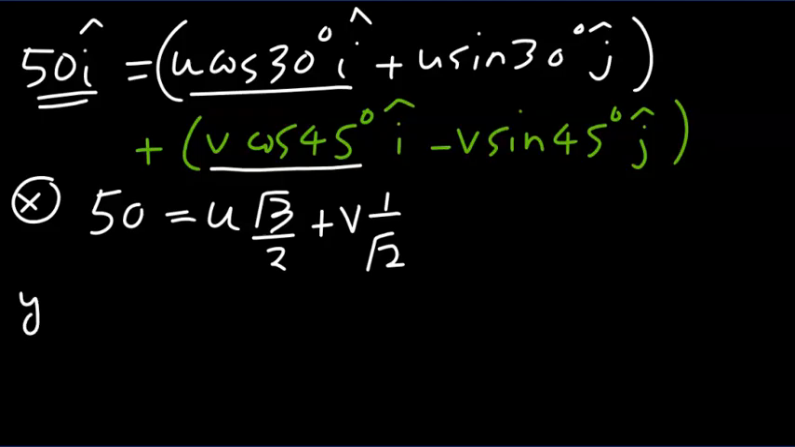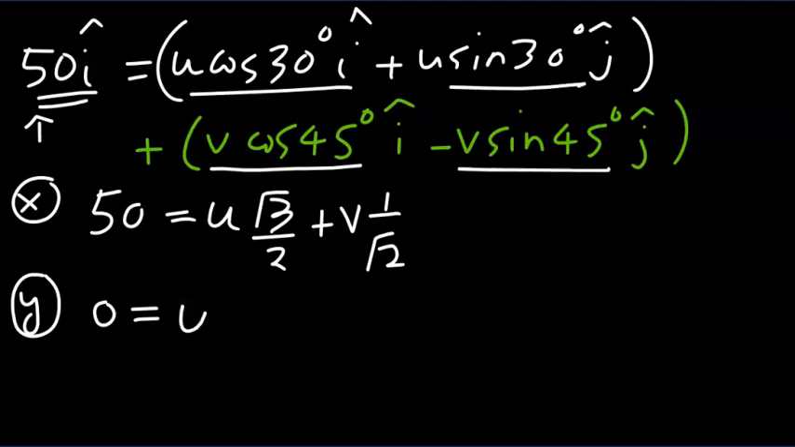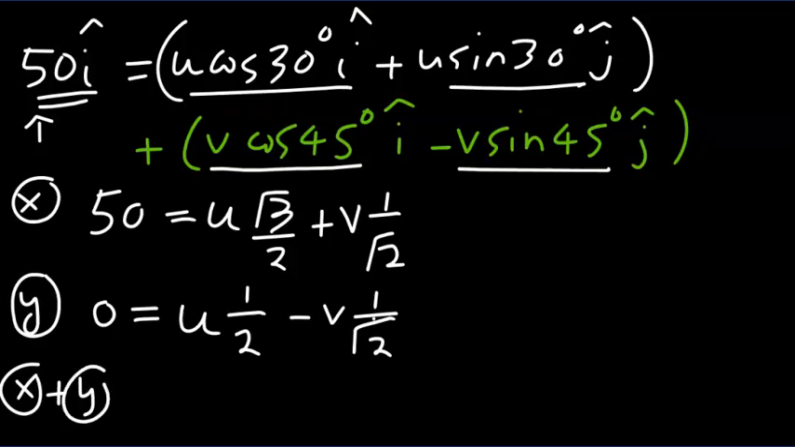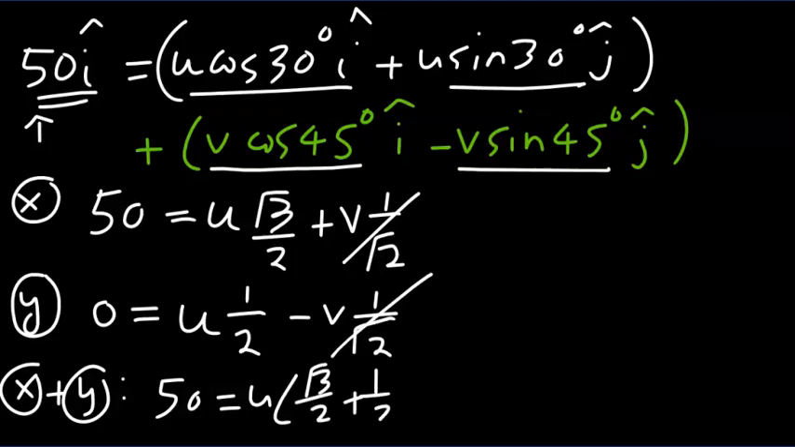Now let's look at the y equation. On the left hand side, there is no j hat term, so that is 0. The right-hand side, you only have this minus that. So u sine 30 is half, minus v sine 45, which is also 1 over square root 2. So two equations, two unknowns, and you can solve them simultaneously. Let's solve for u first by taking the x equation and adding that to the y equation. You see that the second term goes away, and you get 50 equals u times square root 3 over 2 plus half. And you can solve for u.